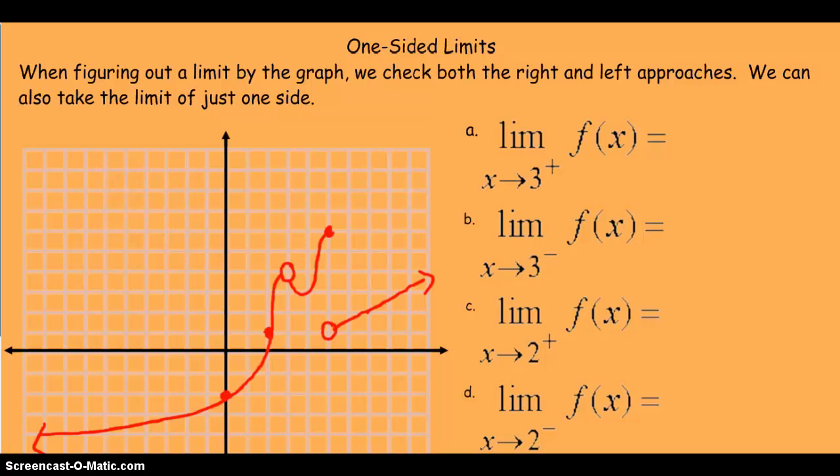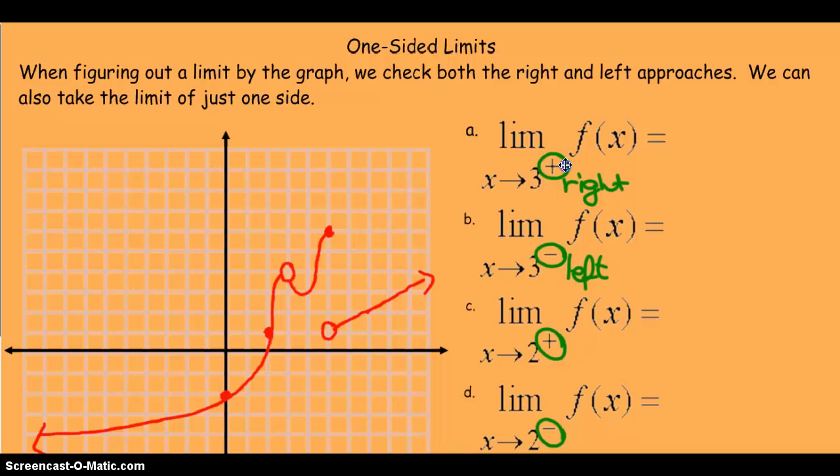So you'll notice here, after the number, you'll see a positive or negative sign. If it is a positive, then it means from the right. And if it is from the left, it has a negative sign. And you're only concerned with that one direction.